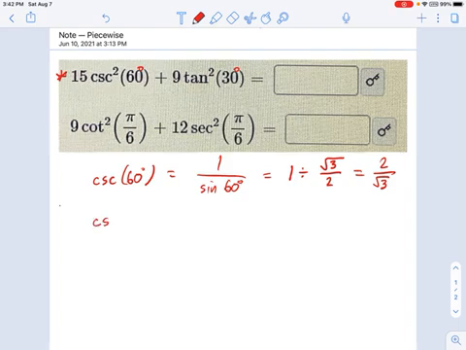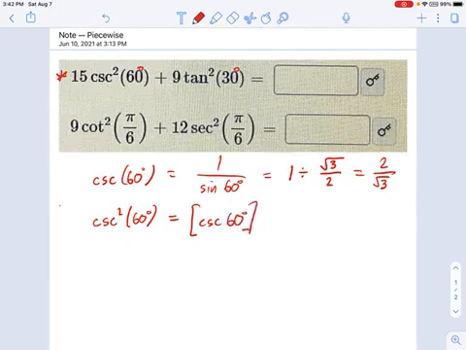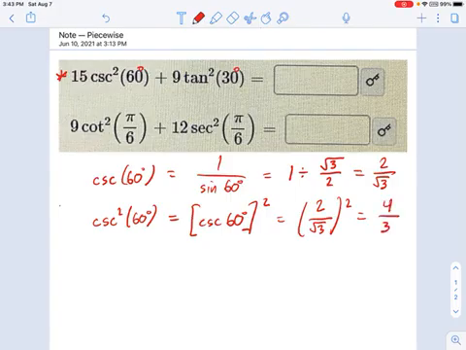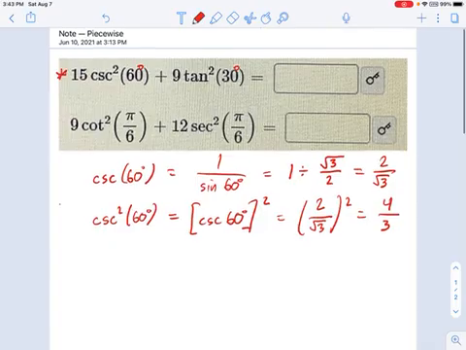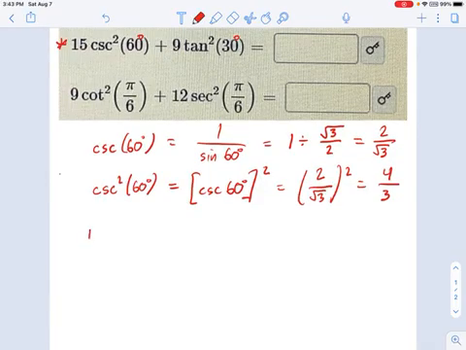And that means cosecant squared of 60 degrees. Remember what cosecant squared means. That means we're taking a cosecant of 60 degrees and we're squaring the whole thing, which means we really have 2 divided by square root of 3 squared, which means we have 4 divided by 3. Okay, so that's cosecant squared of 60 degrees. That's important. Now let's take this other one, figure out what tangent of 30 degrees is.